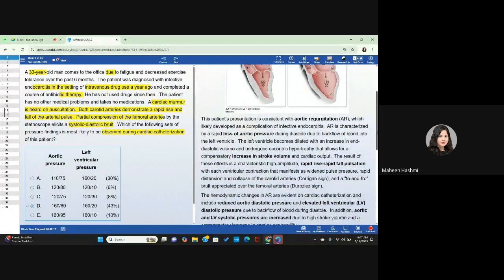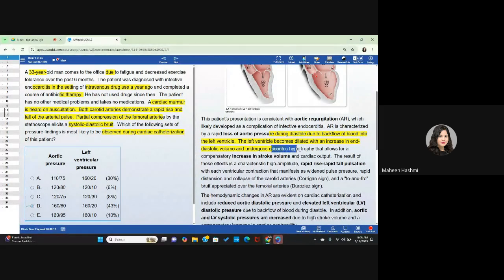And because there's this loss of aortic pressure, during diastole there's this backflow of blood into the left ventricle. As a result, the left ventricle becomes very, very dilated. And you also have an increase in the end diastolic volume, and the heart undergoes eccentric hypertrophy.